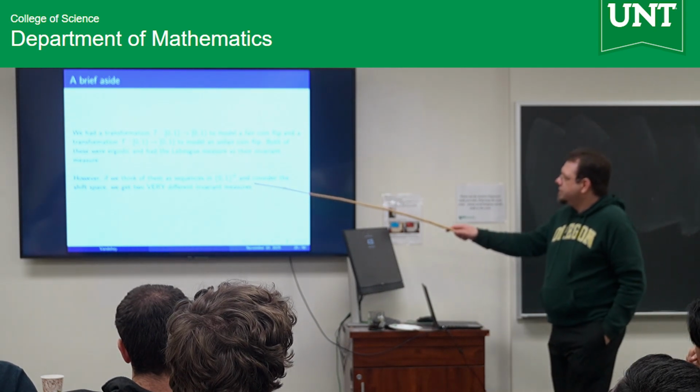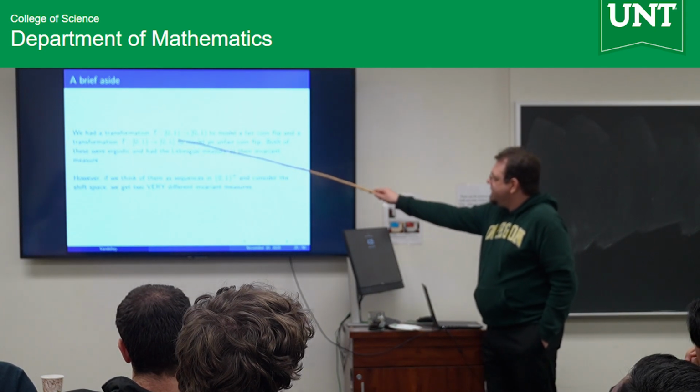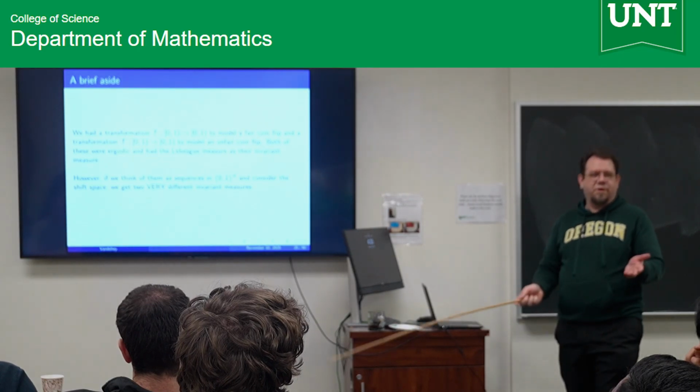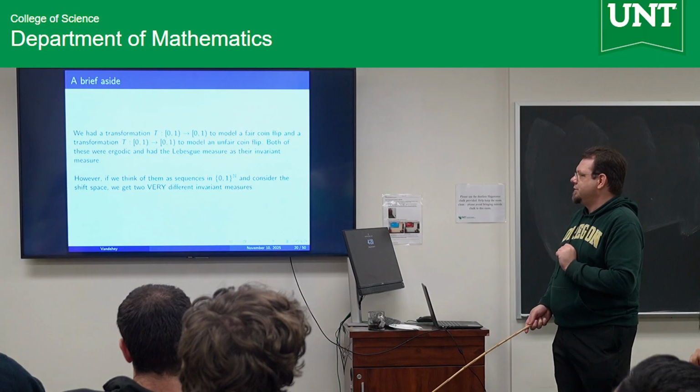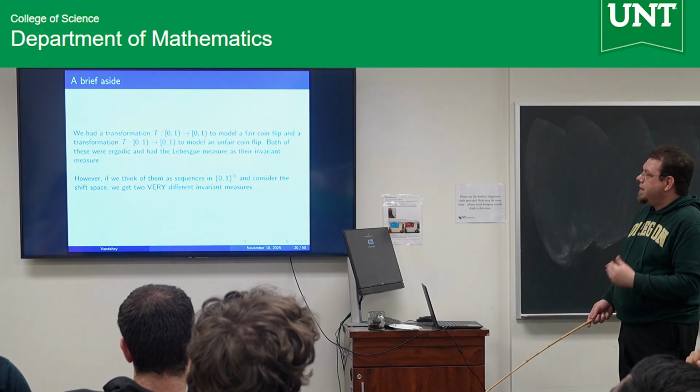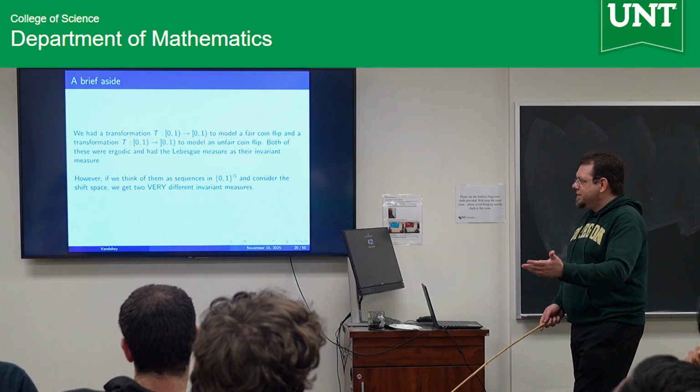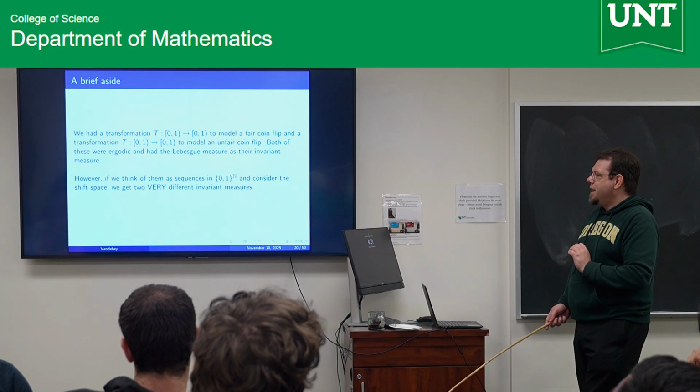Now note, we had a transformation T from [0,1] to [0,1] to model basically a fair coin flip. Really, we did it with a fair die roll. We also just described this transformation T to model an unfair coin flip. Both of these are ergodic. Both of these have Lebesgue measure as their invariant measure.